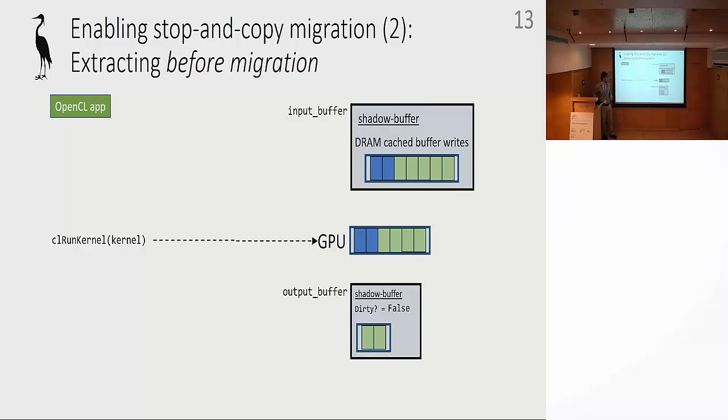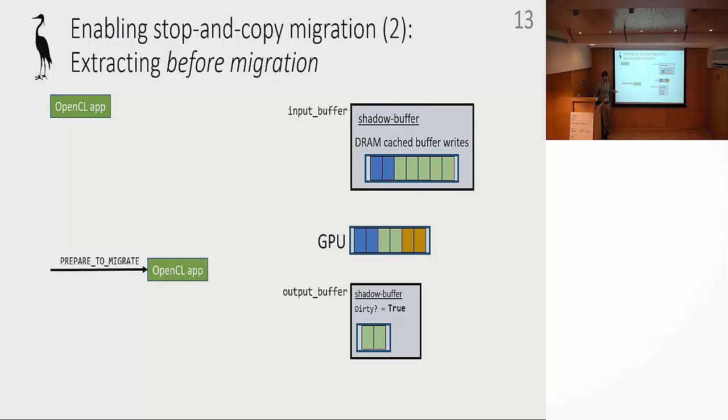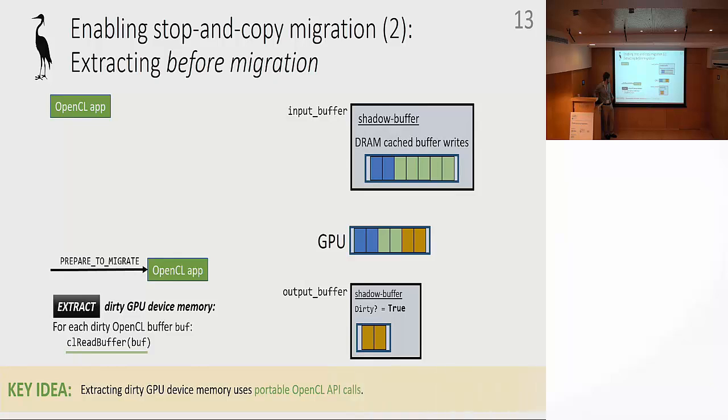Then the programmer runs the kernel, which outputs to the GPU. Now, this state is on the GPU, but it's not resident in DRAM yet. So we have to keep track of this by flipping a dirty flag in the buffer, in the shadow object. Now, it's at this point that we receive the signal to begin migration. So, first we have to extract any dirty GPU device memory to DRAM before we can begin migration, so we don't lose that state. So we do that. It's important to note that all of these things are being coordinated using simple, portable OpenCL API calls.